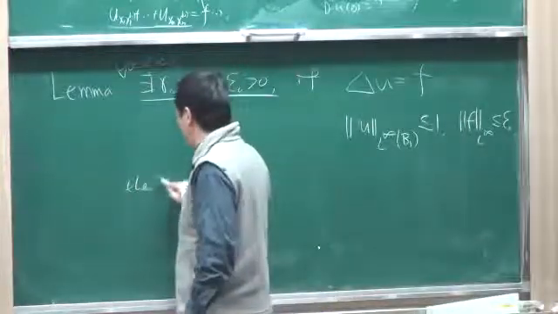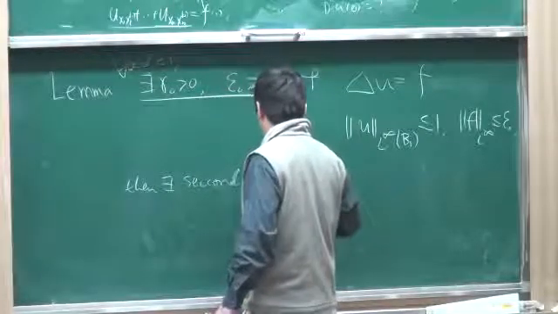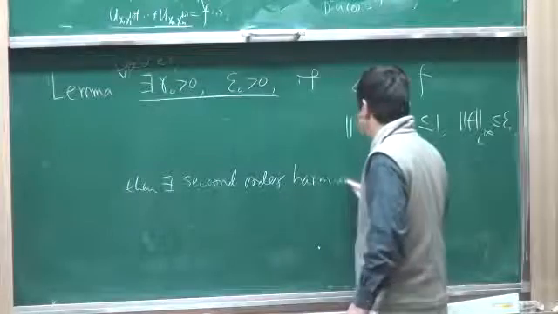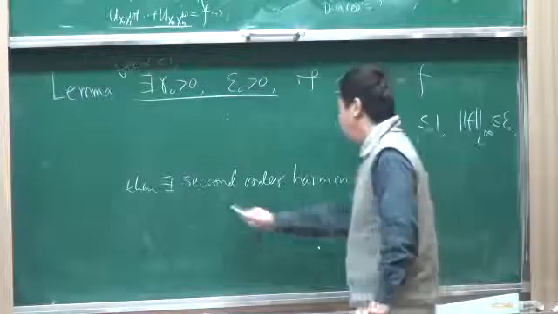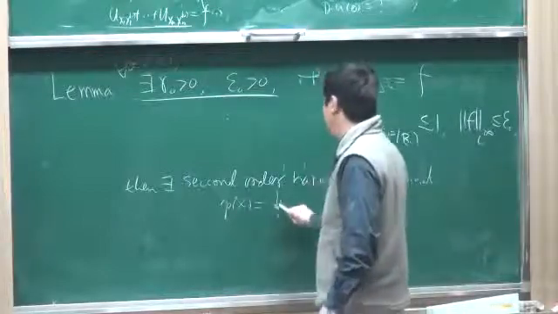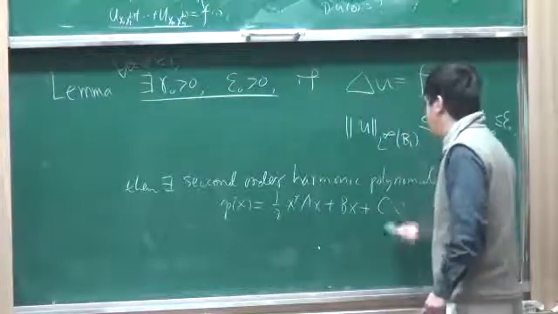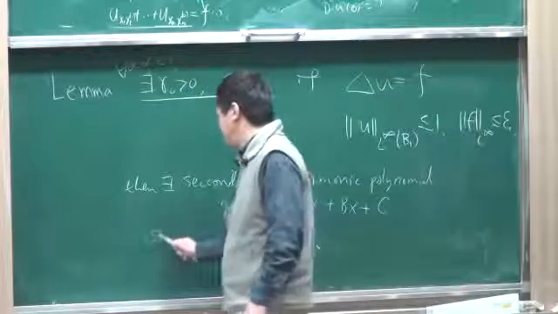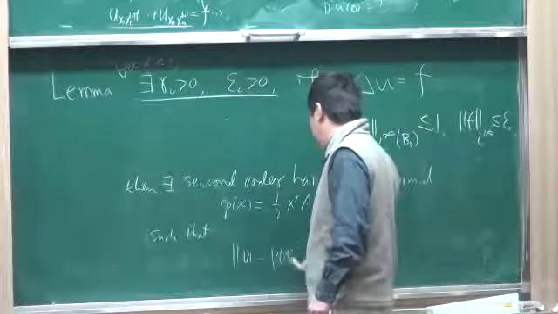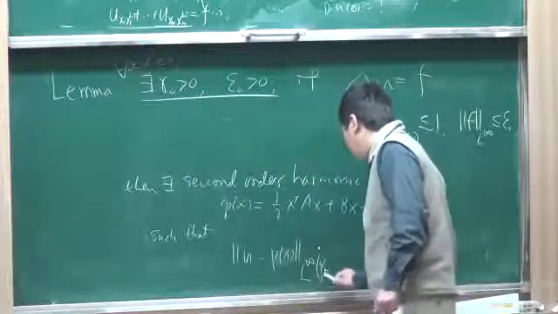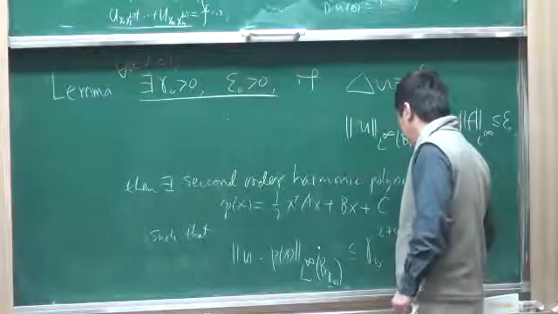then there exists a second order harmonic polynomial P of x, such that the sup norm of u minus P of x on the ball of radius r0 is bounded by r0 to the power 2 plus alpha.